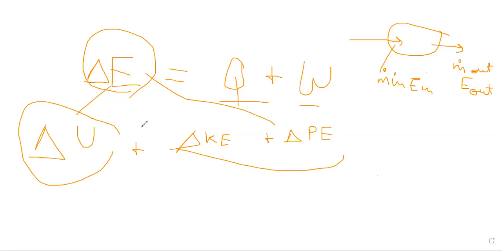Now, let us take applications of this in real life. A first example where we can apply the first law of thermodynamics is a closed system. Whenever I'm talking about a closed system, no mass fluxes are coming in or out.